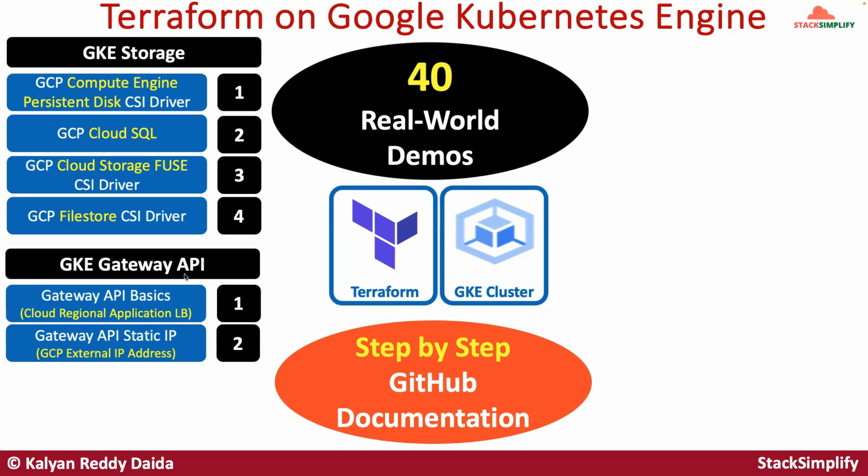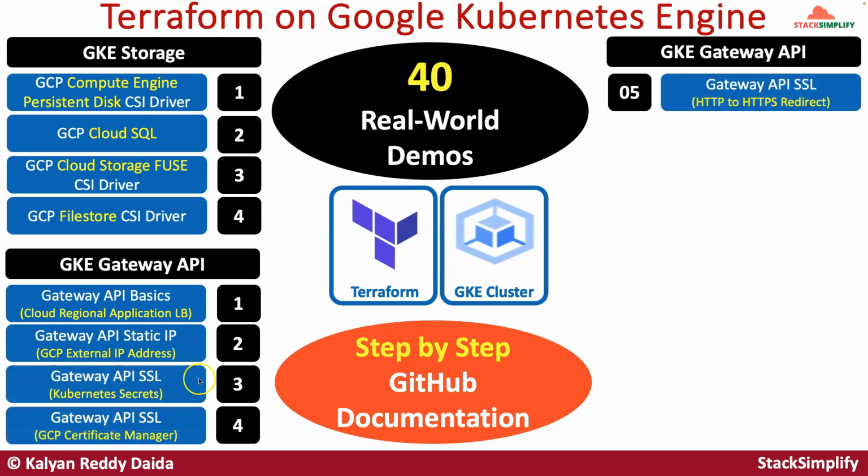We'll start with implementing Gateway API basics, like learning about Gateway, HTTP routes, and all the information about them. With that, we'll create a Cloud regional application load balancer. This we are going to do using YAML and also Terraform. After that, we'll implement Gateway API static IP. So for our load balancer, how to integrate a GCP external IP address, that we are going to implement.